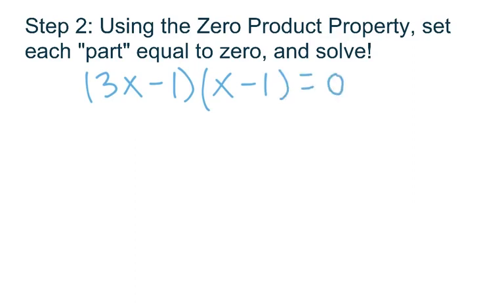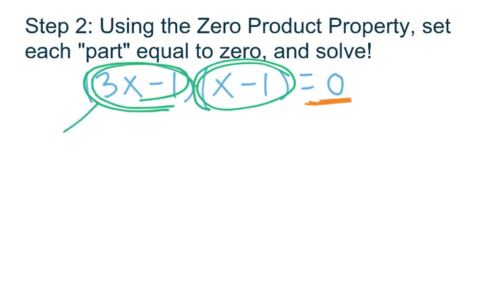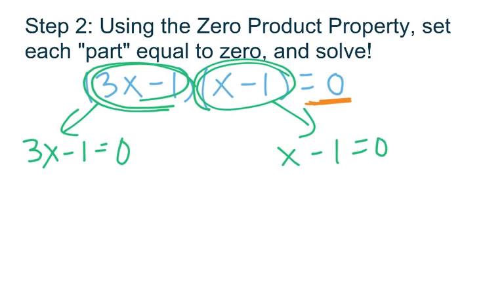Now remember, the thing that makes these problems different is they equal 0. That tells us we need to solve, and how we solve is we use the zero product property. That just means that you take each part, these are our two parts here, and separately set them equal to 0. So we do 3x minus 1 equals 0, x minus 1 equals 0, and from here we just solve for x.